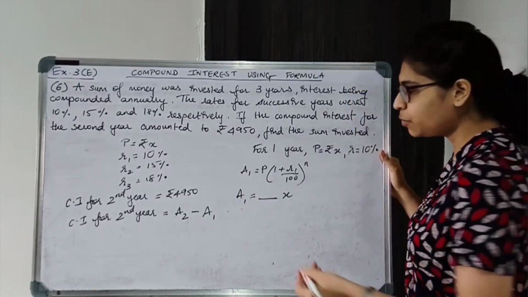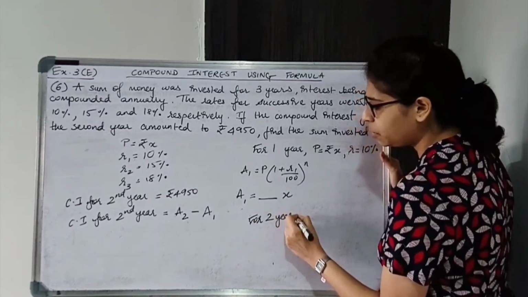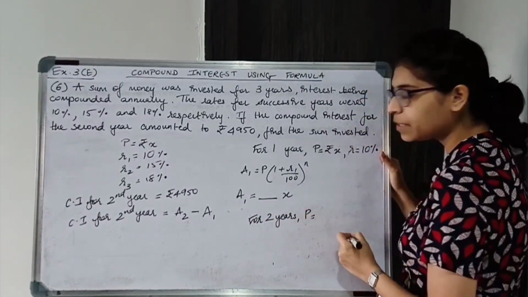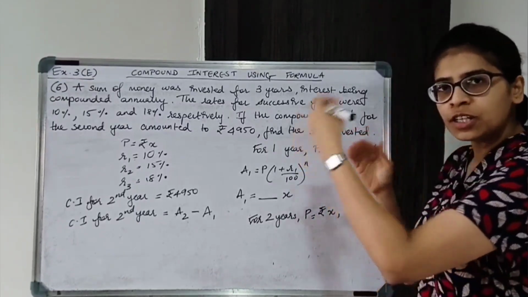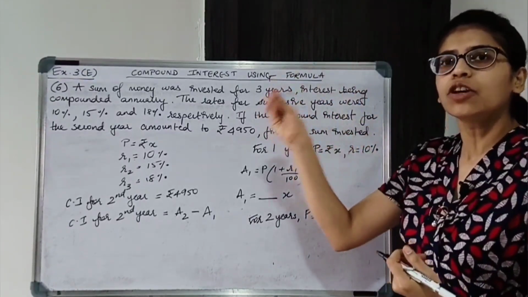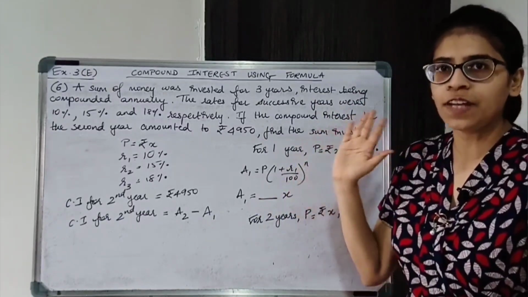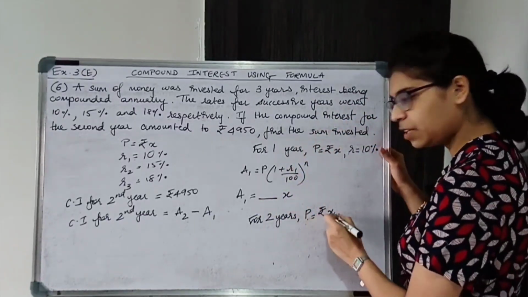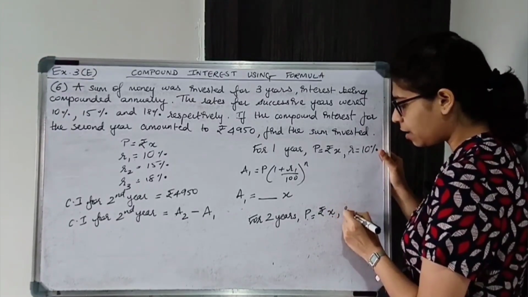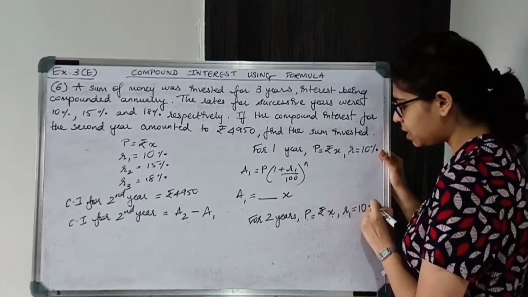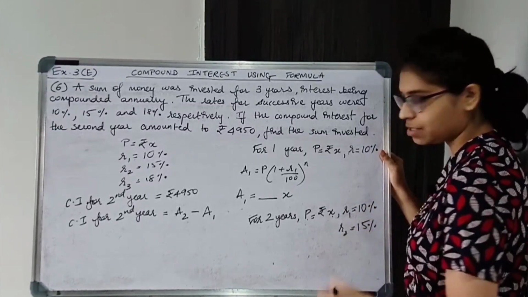Now same thing for 2 years. For 2 years you will calculate amount. Principal will be X rupees. From original time you are calculating, from beginning you are calculating the amount for 2 years. Kitna hoga? A2 we need to find. So principal will be X rupees only. R1 is 10%, R2 is 15%.